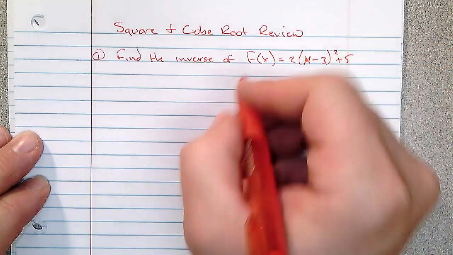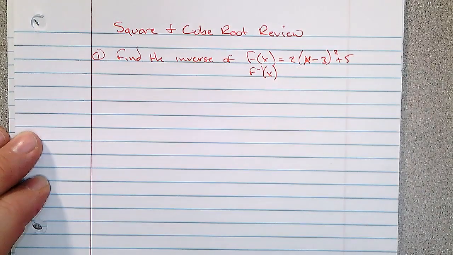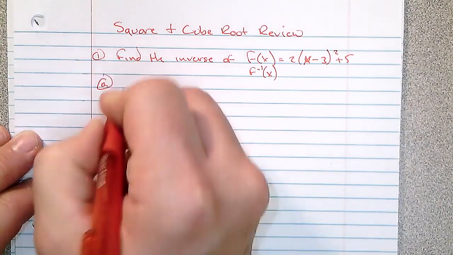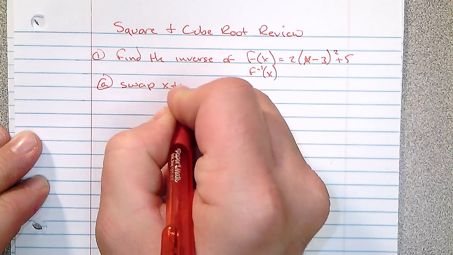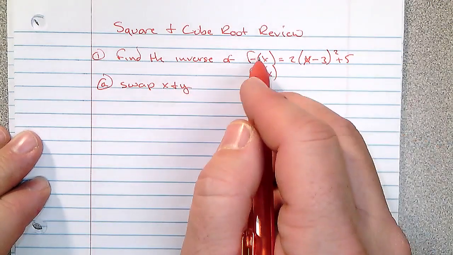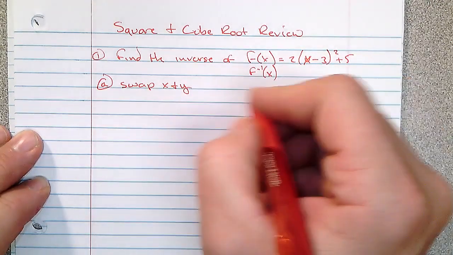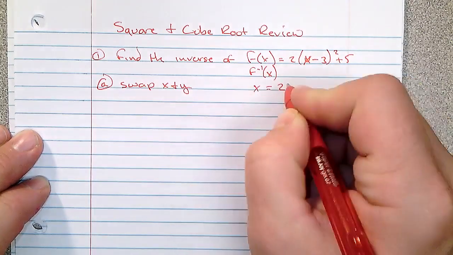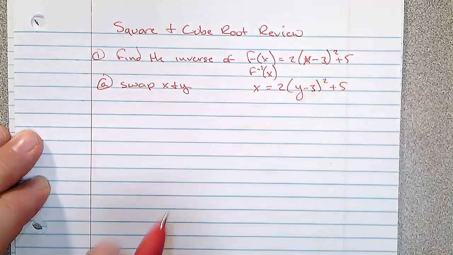So inverse, we're looking for the inverse of our function. And the way we're going to do that is first, we're going to swap the x and y. Now f of x equals y, so don't get confused. That is our y. So I'm going to rewrite my equation as x equals 2 times (y minus 3) squared plus 5.